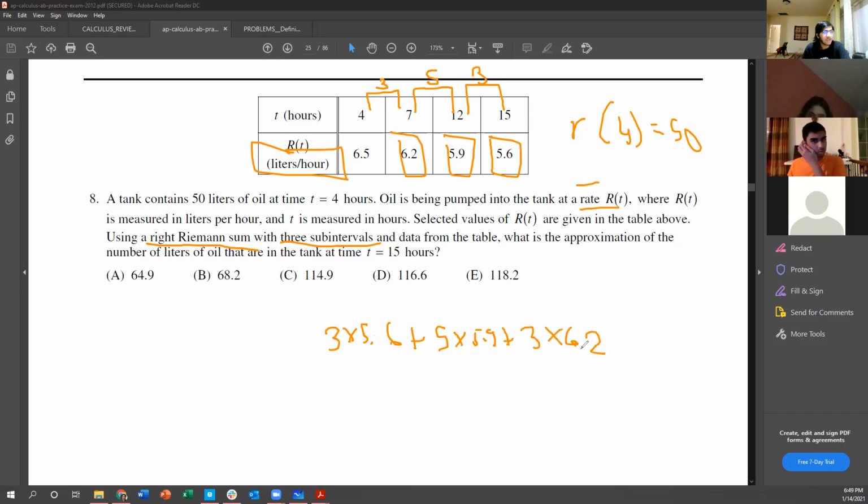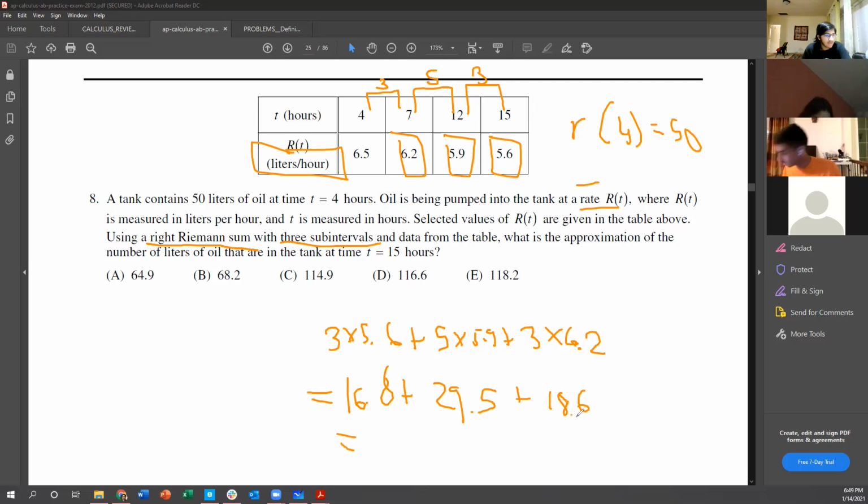Keep in mind, this is a no calculator question, so you're going to have to do this in your head, which we can. It's not that big a hassle. 3 times 6 is 18. 3 times 5 is 15 plus 1 is 16. Plus 5 times 9 is 45. 5 times 5 is 25 plus 4 is 29. Plus 3 times 2 is 6. 3 times 6 is 18. So 18.6. Now we add these together.